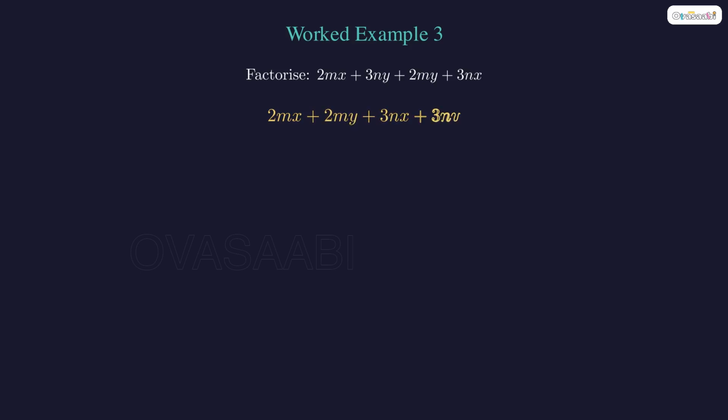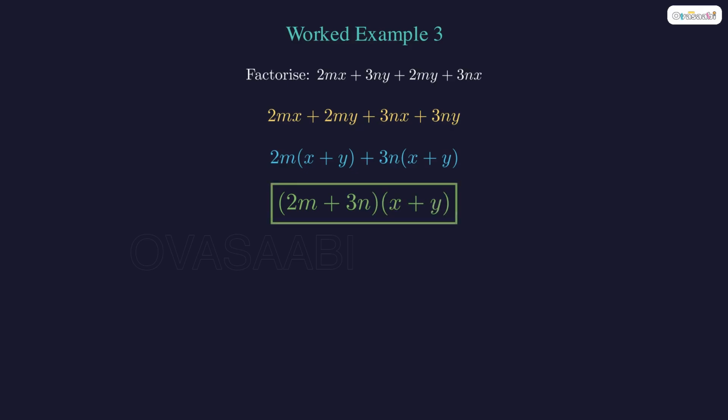Factorize 2mx plus 3ny plus 2my plus 3nx. Rearrange so matching terms are together. Group. 2m times (x plus y) plus 3n times (x plus y). Answer. (2m plus 3n) times (x plus y).